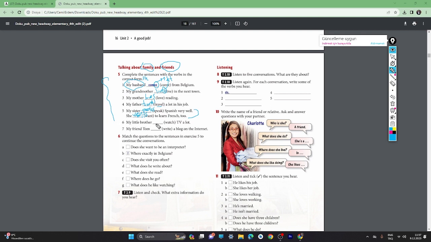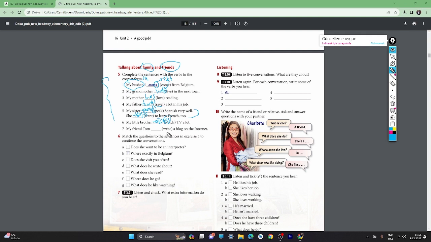My little brother watches TV a lot. It's like he's doing this as a hobby, like every day. So we use present simple tense. Watches. Only with some of the verbs here, we use es or sometimes we use s. You can just memorize this and you will feel it when you need to use es and when you need to use only s. You will just understand this from the examples.